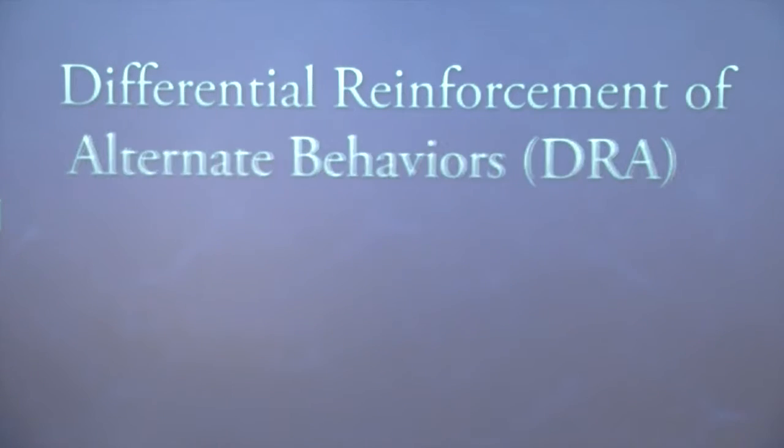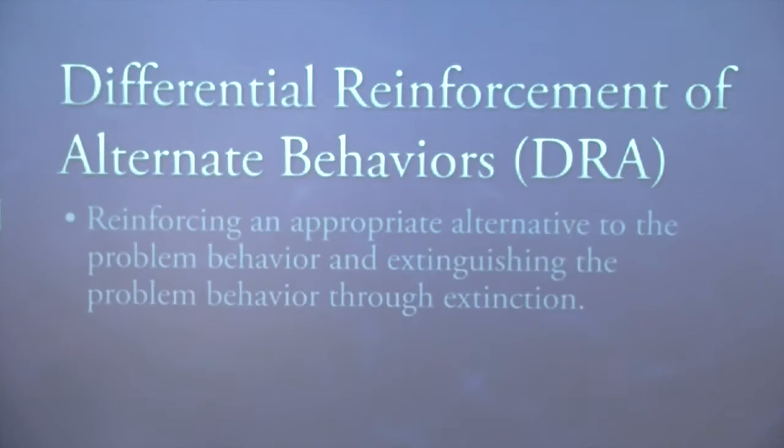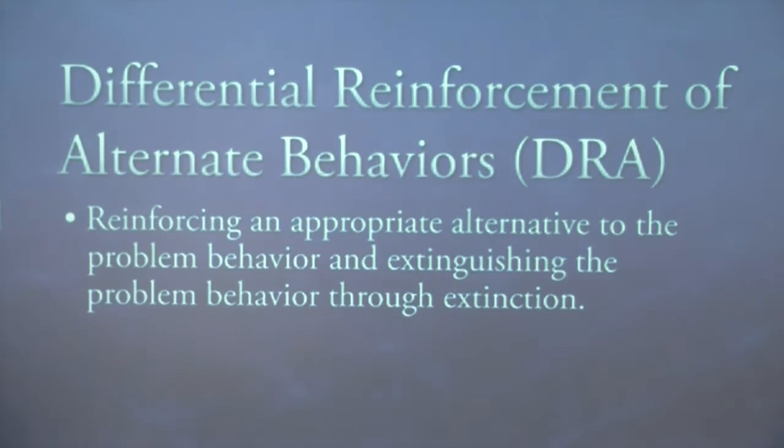Differential reinforcement of alternate behaviors is simply reinforcing an appropriate alternative to the problem behavior and extinguishing the problem behavior through extinction. Here's an example of using extinction on crying, pushing, and grabbing, and reinforcing functional communication to get items.